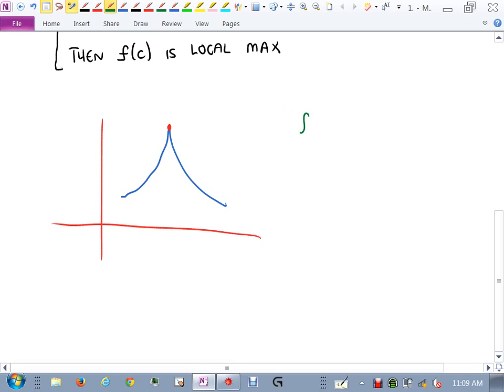Tell me about the derivative there. What's the derivative at this point? I'm going to call that point C. What's the derivative there? Undefined, right? I'm just going to put UND, undefined, or does not exist, the derivative doesn't exist there, right?